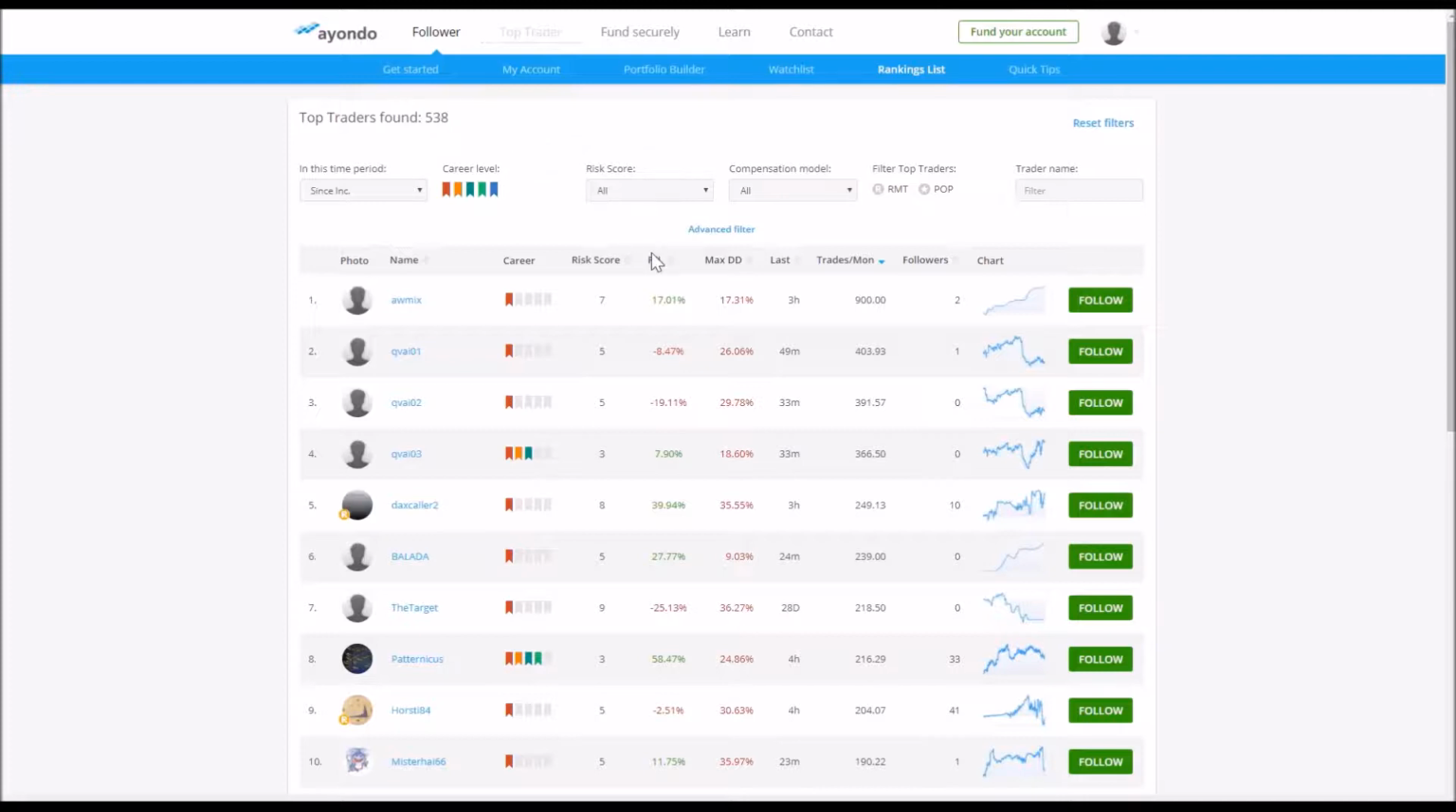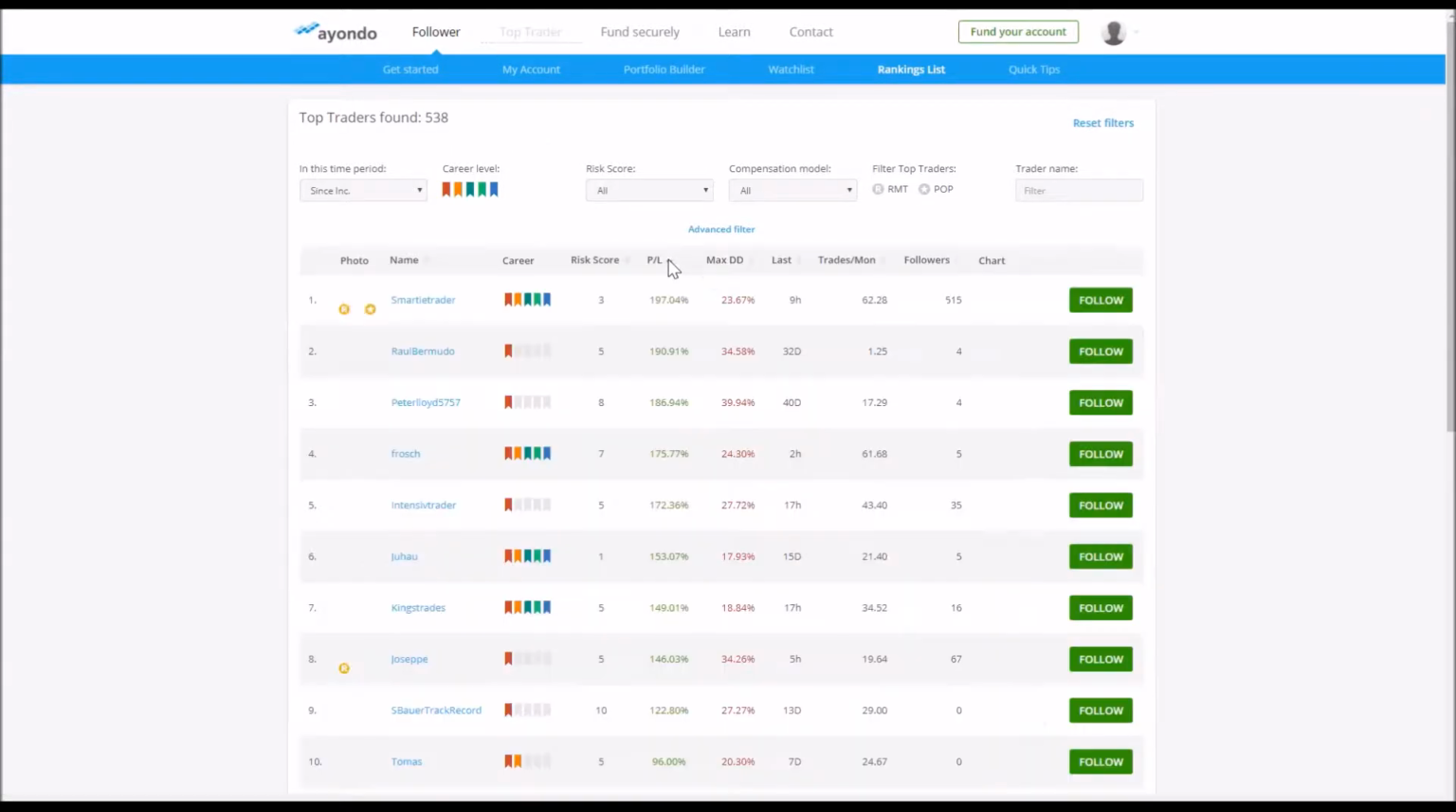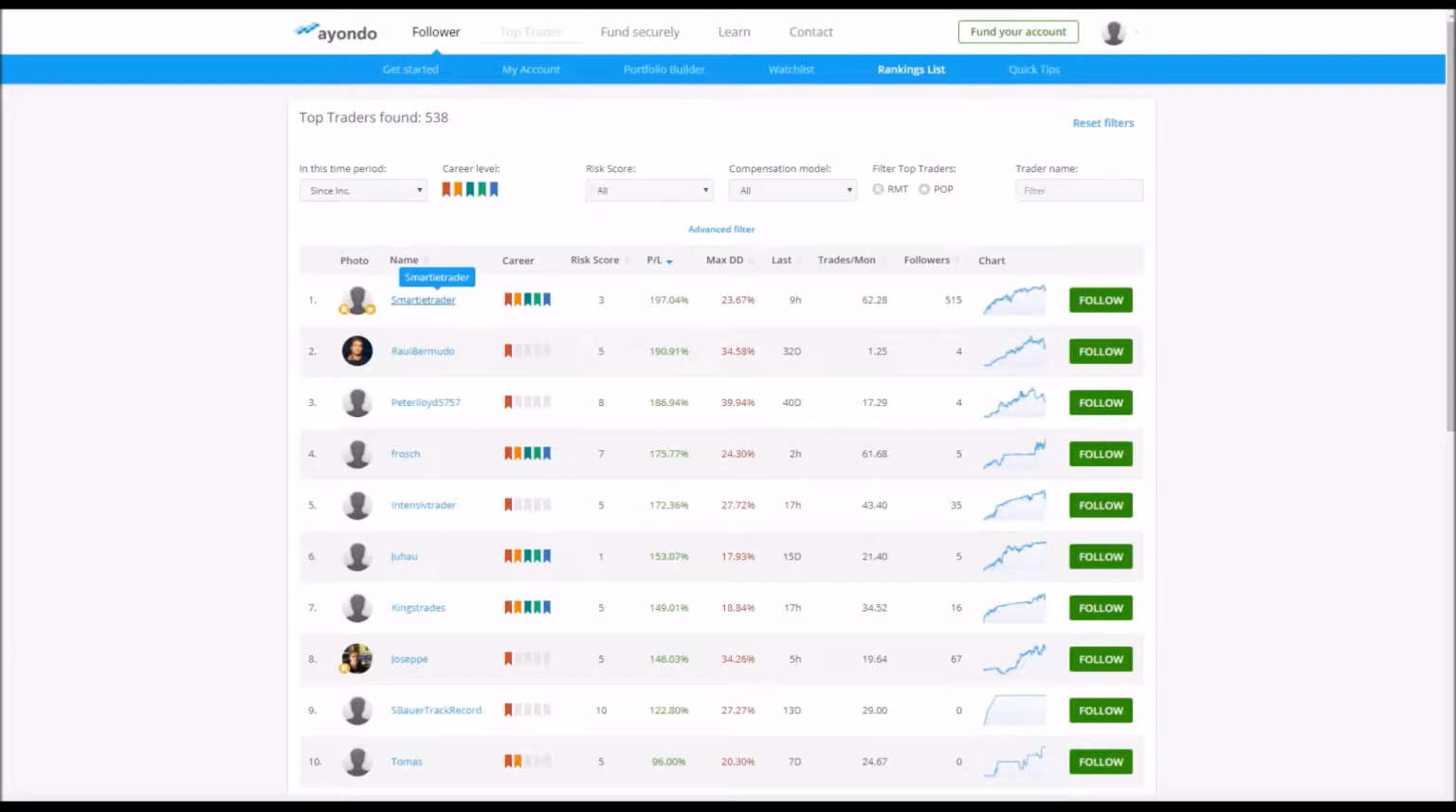So let's sort them by P&L. There we go. There's the P&L. We've sorted them by P&L. The one with the greatest track record, based on my criteria, which is since they started trading, is this one here, Smarty Trader. Smarty Trader has notched up a return of 197%, which is a pretty impressive number.